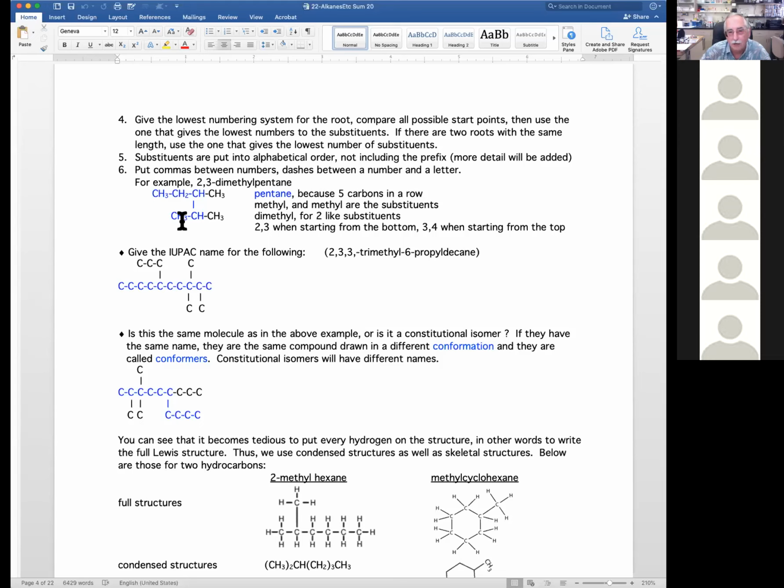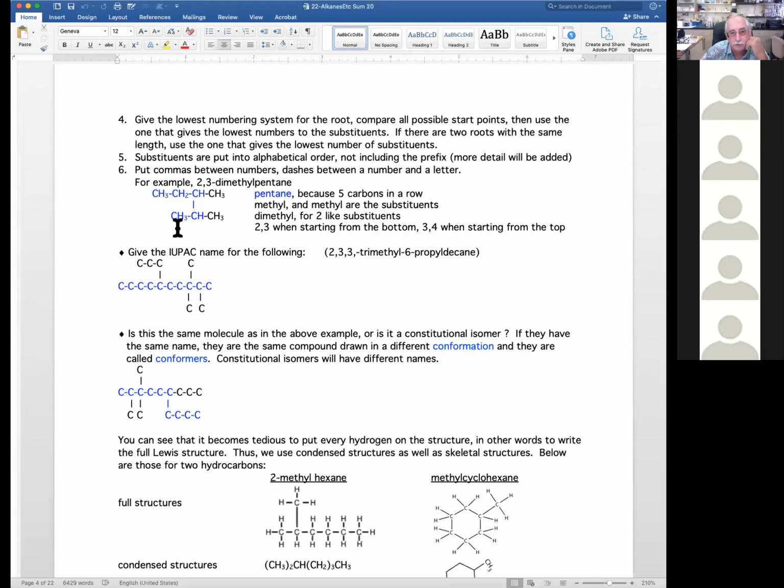Now what's added on to that? What are the substituents? This is a substituent, it's a methyl. This is a substituent, it's another methyl. Okay, so now how do I get the name 2,3-dimethylpentane? Pentane is the longest continuous chain. It's dimethyl because there's 2 methyl groups. And where are they? What numbered carbons are they at?